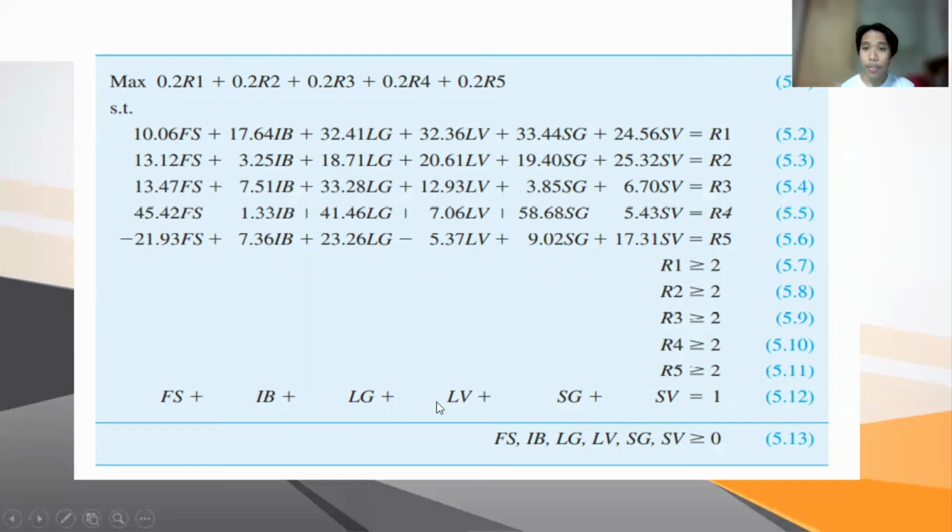Then for the 7th constraint, R1 is greater than or equal to 2. The 8th constraint, R2 is greater than or equal to 2. Then the 9th constraint, R3 is greater than or equal to 2. Then the 10th constraint, R4 is greater than or equal to 2. Then the 11th constraint, R5 is greater than or equal to 2. Then for the 12th constraint, FS plus IB plus LG plus LV plus SG plus SV is equal to 1. Then the 13th constraint is non-negativity, which is FS, IB, LG, LV, SG, SV is greater than or equal to 0.